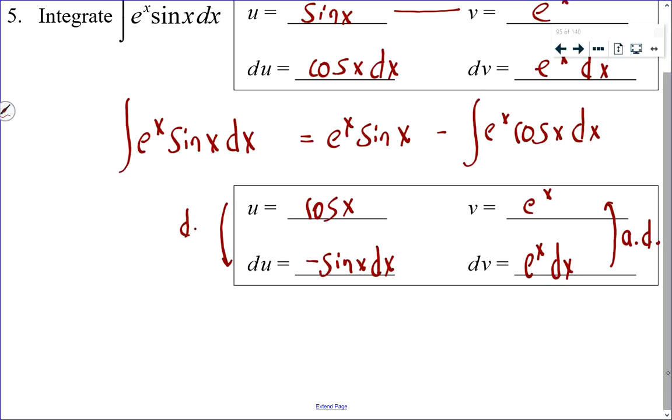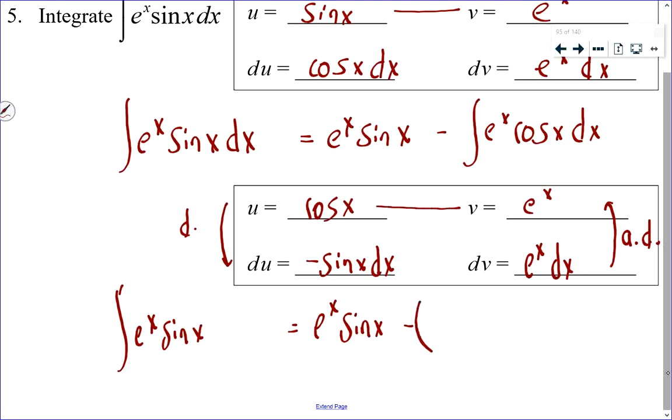So what do we get? We get the integral of e to the x sine x is equal to e to the x sine x minus the product in brackets, the product of uv, which is e to the x cos x, minus inside of the brackets the integral of negative e to the x sine x. Now we have a boatload of negatives here when you look at that, don't we?